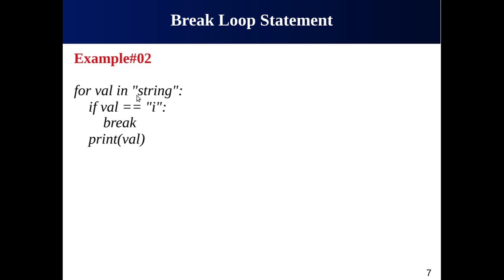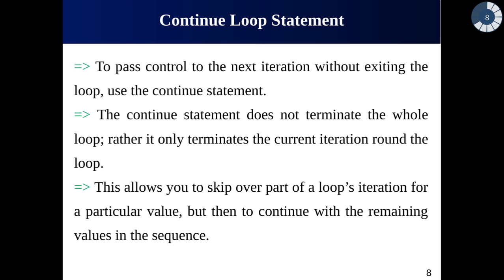So the output of this program is str, because it will stop when the I matches the value of the variable represented by val. If you do not apply this condition, then it will print the whole string. But because of the break statement, it will stop after reaching the I character. So this was about the break statement.